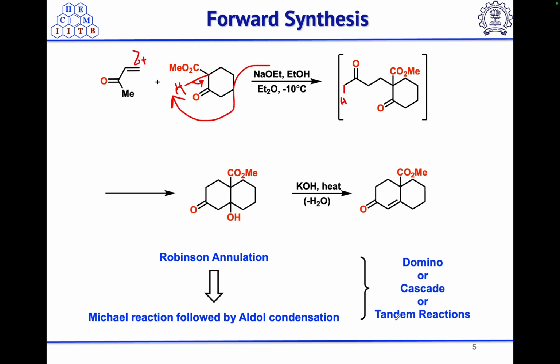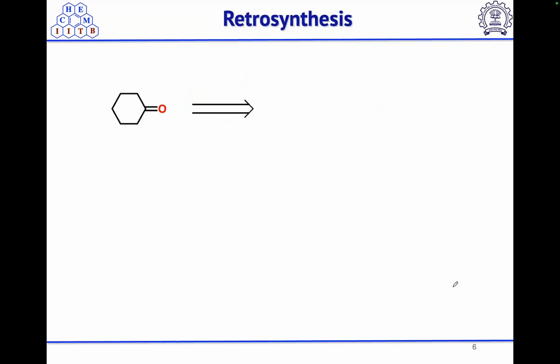So what is the benefit of these domino or cascade or tandem reactions? There are many benefits. It is more economical, and also environmentally friendly. Economical, why? Because in one pot you are doing two or three multi-step reactions. So that is very interesting. Robinson annulation is an example of these domino or cascade or tandem reactions. Now you have an idea about this type of reaction. Now we'll see the next problem for retrosynthesis.